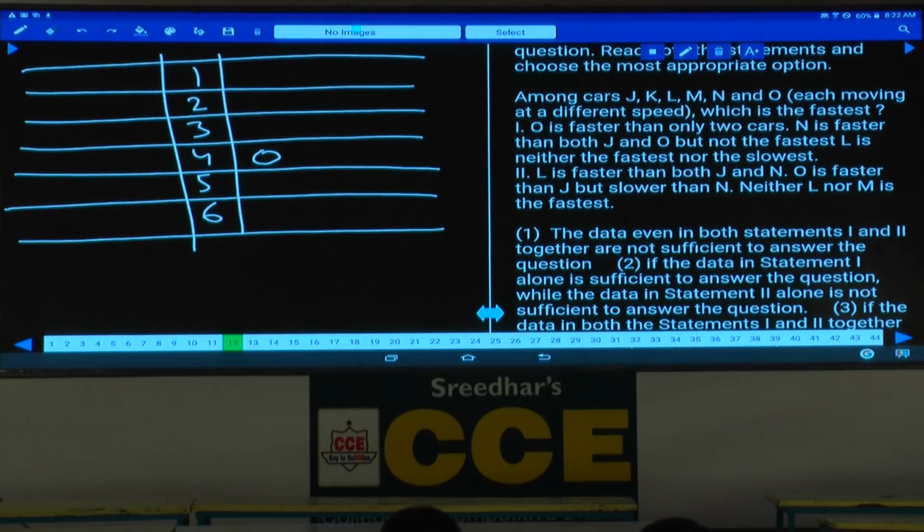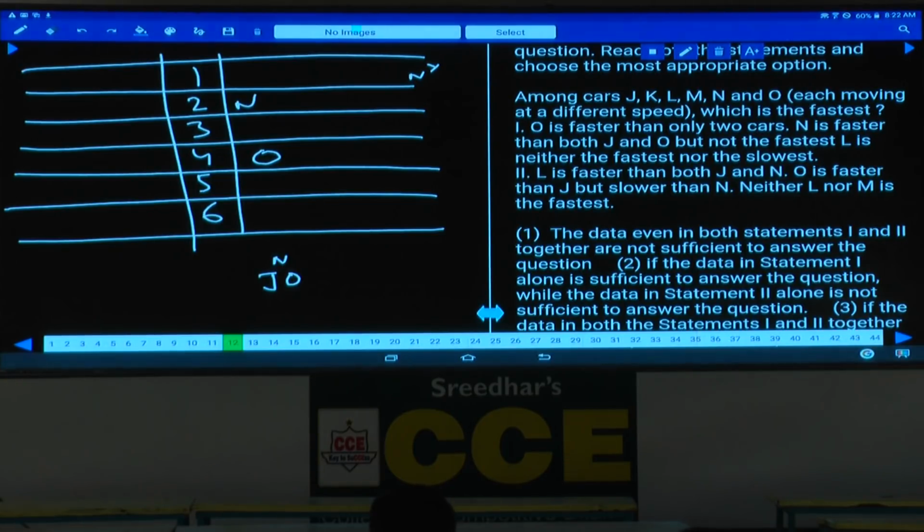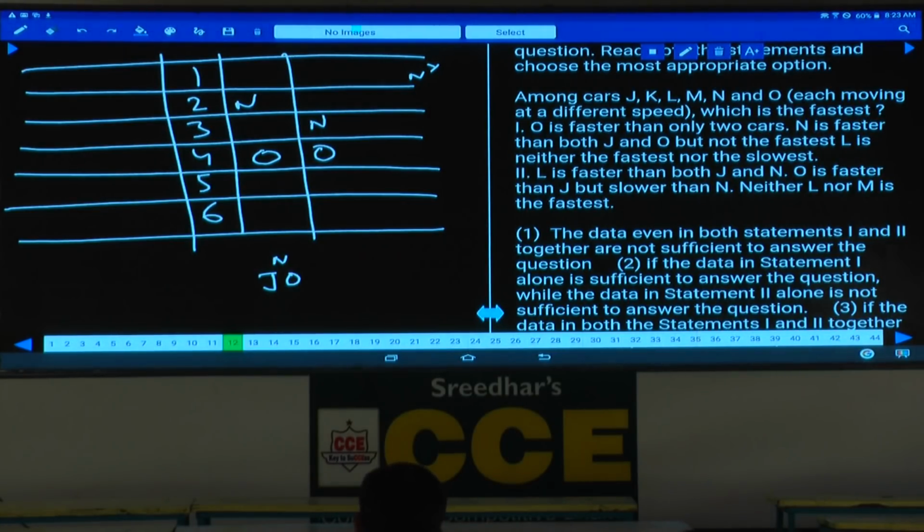N is faster than both J and O, but N is not the fastest, isn't it? Hence, N can be either at the 2nd place or at the 3rd place, isn't it? And N is before J and O, but not the fastest.